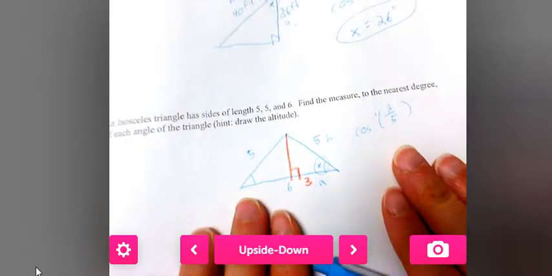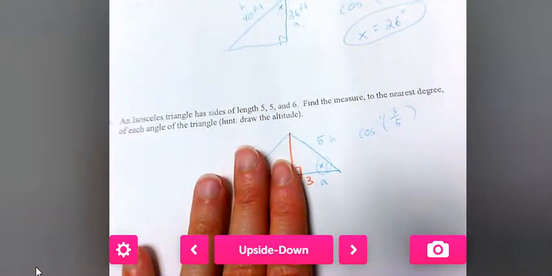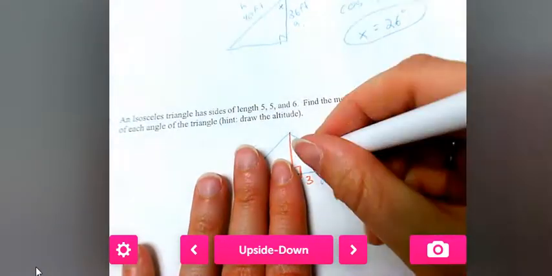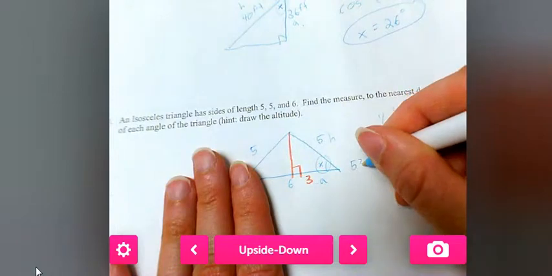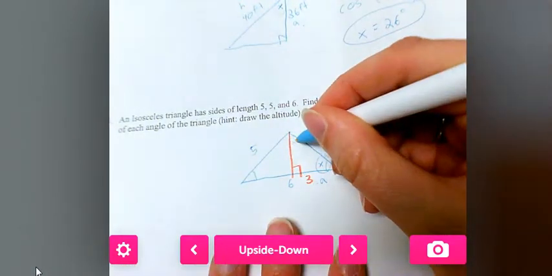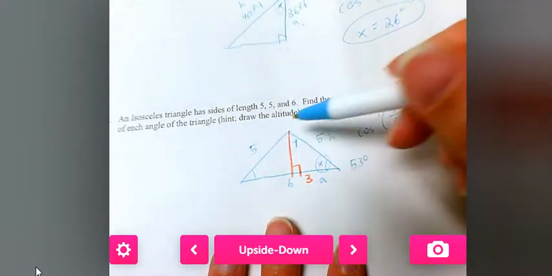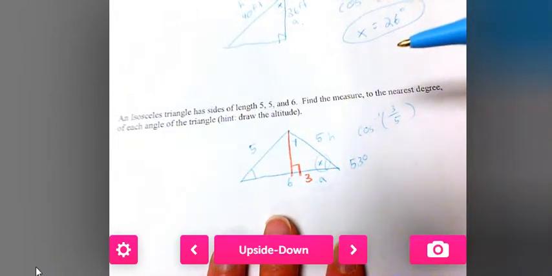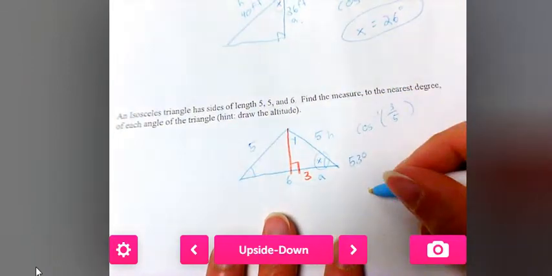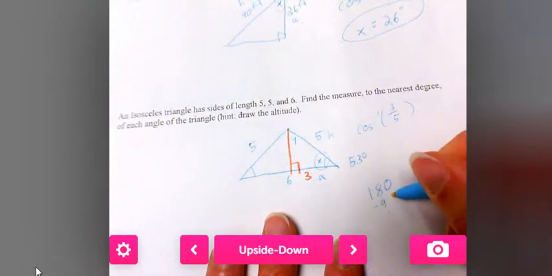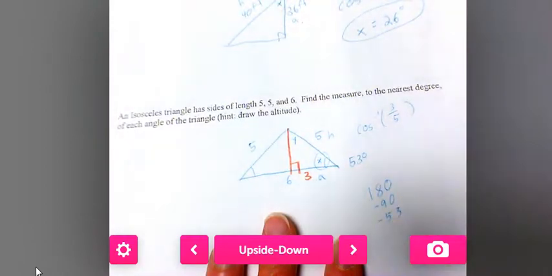Yeah. It's going to be the same for the other side. 3 divided by 5, yep. So this is 53 degrees. Now we need to find this up here. Well, the nice thing about this is, what do the interior angles of a triangle all add up to be? 180. So I'm going to do 180 minus 90 minus 53. So that's 37.